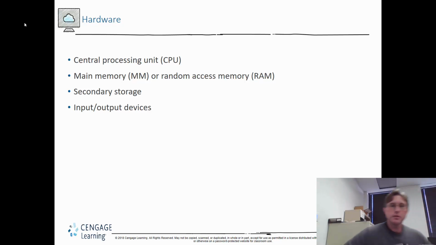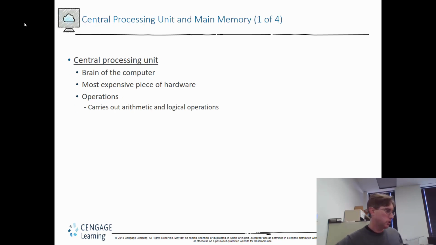So a few of the things that we'll talk about are the central processing unit, main memory or random access memory, secondary storage, and input-output devices. All right, I'll get some of this on video as well.